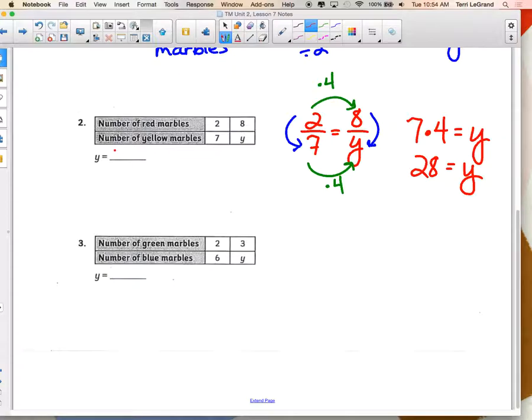So that's 28 what? Red marbles. Oh, no, marbles. Yellow marbles. Yellow marbles, okay. 28 yellow marbles. Next question is, does that seem reasonable? Reasonable? Tell me why it's reasonable. Danny?